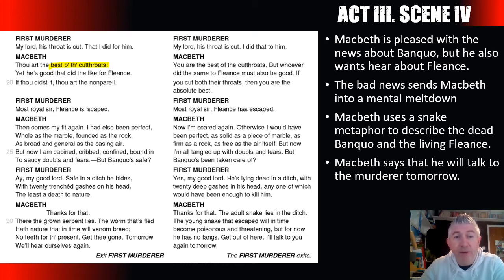So basically, you're a great killer, well done, but the person who killed Fleance is just as good, unless it was you who killed Fleance as well, in which case you are the best.